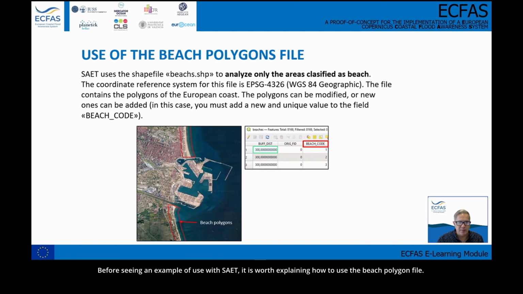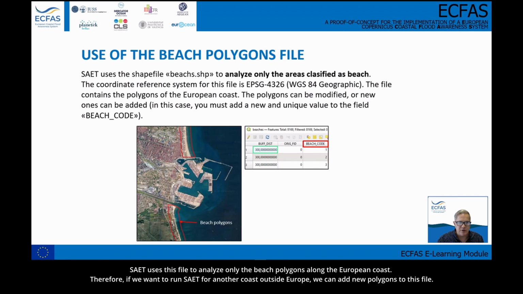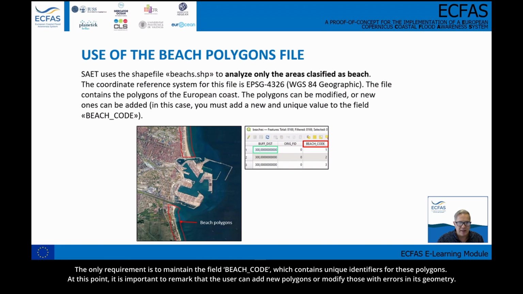Before showing an example of use with SAET, it is worth explaining how to use the beach polygon file. SAET uses this file to analyze only the beach polygons along the European coast. Therefore, if we want to run SAET for another coast outside Europe, we can add new polygons to this file. The only requirement is to maintain the field beach code, which contains unique identifiers for these polygons. At this point, it is important to remark that the user can add new polygons or modify those with errors in its geometry.